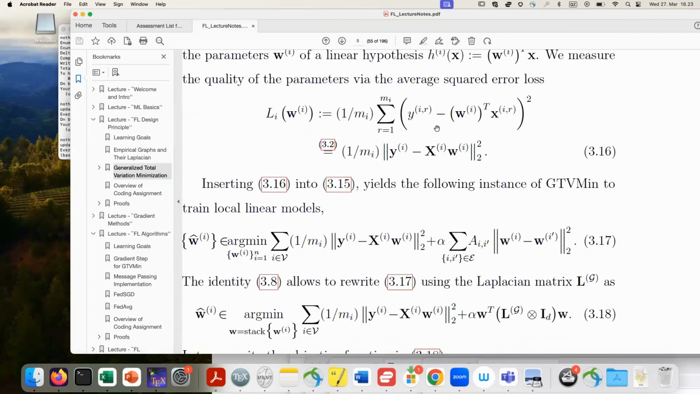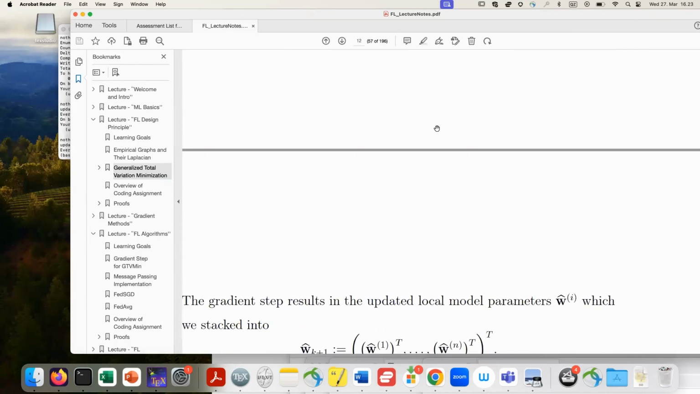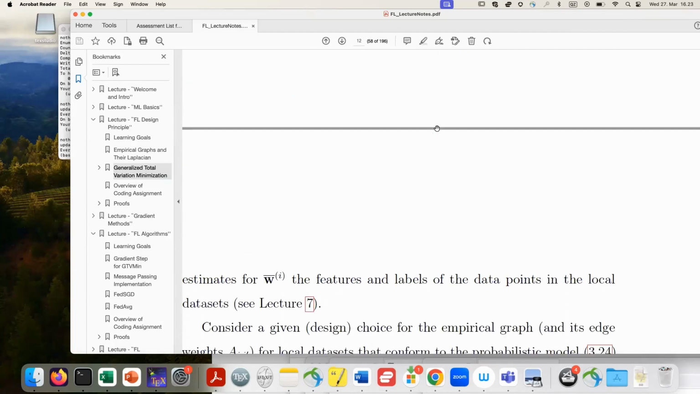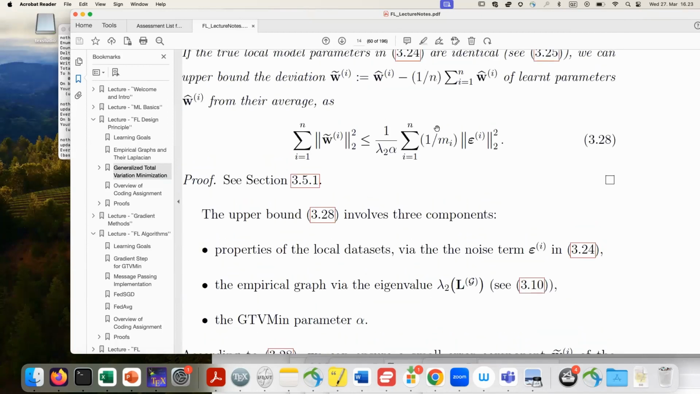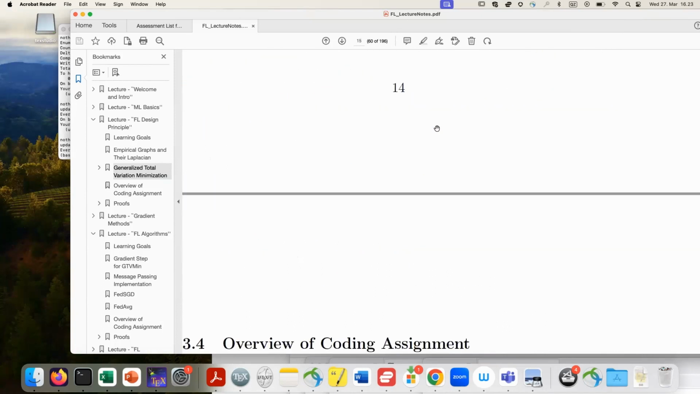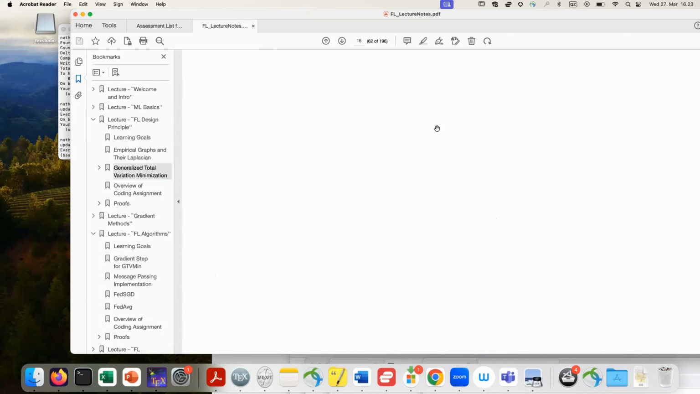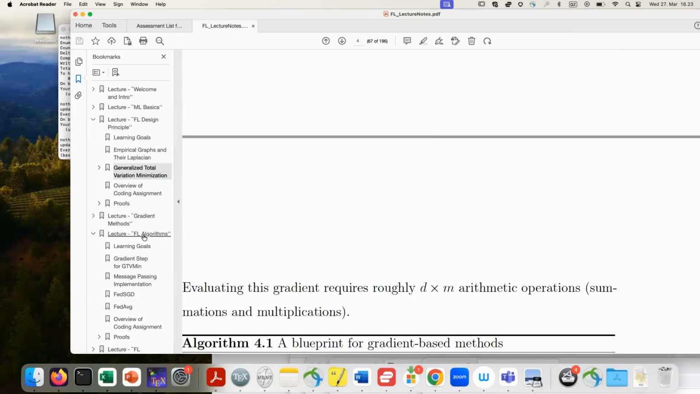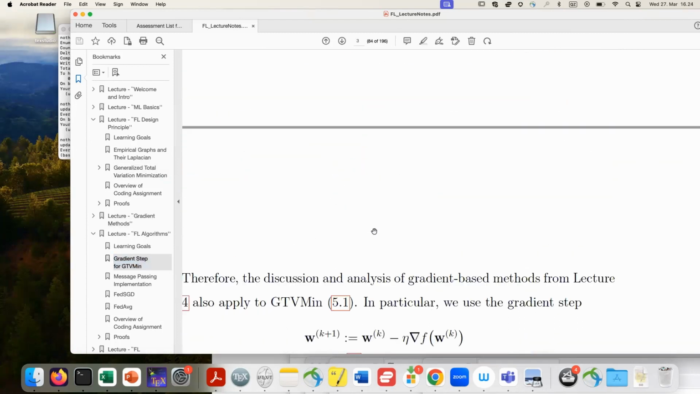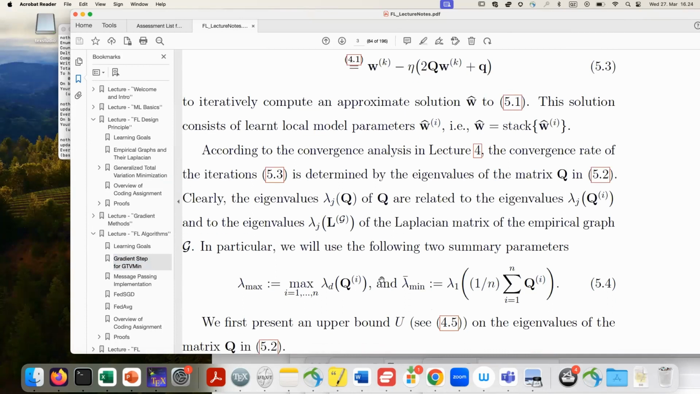I avoided here the estimation error for some reason. Lambda 2, where do I get this lambda 2? Lambda x. Yeah, I think for the gradient methods, when I analyze the gradient methods for GTV minimization, here we have all kinds of different choices of eigenvalues that are used of these Q matrices.